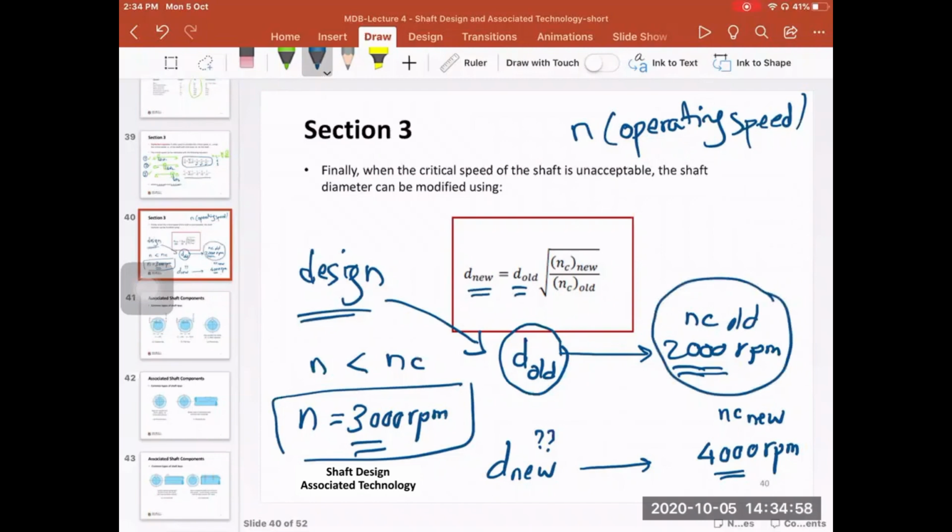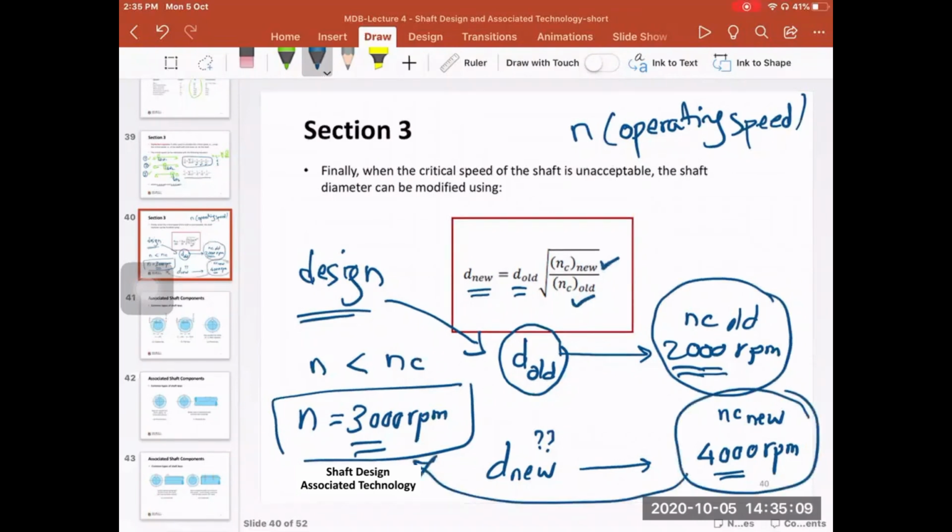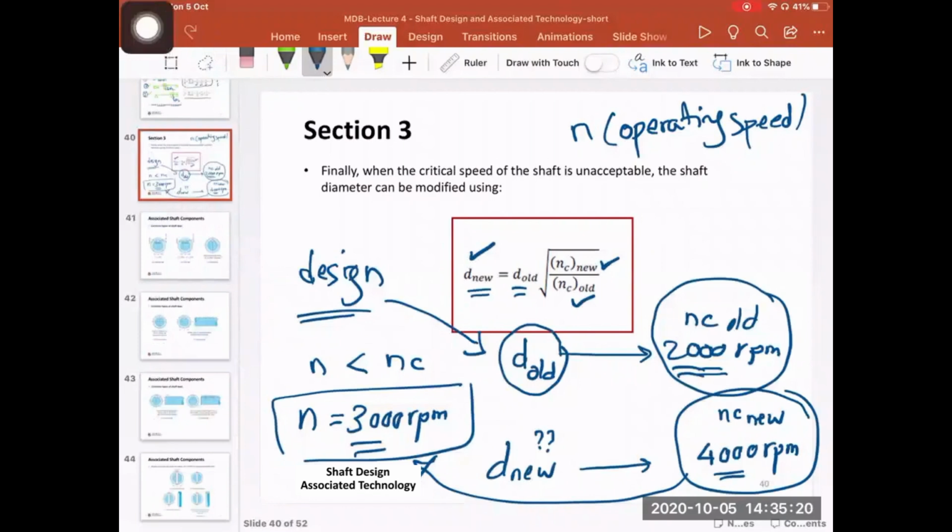So I have the old value for critical speed. I have the new value for critical speed. And this value is informed by my operating speed here. So this can give me the new diameter. So I can calculate the new diameter that just makes sure that my operating speed is less than my critical speed. But this only happens when you have an unacceptable value, okay?